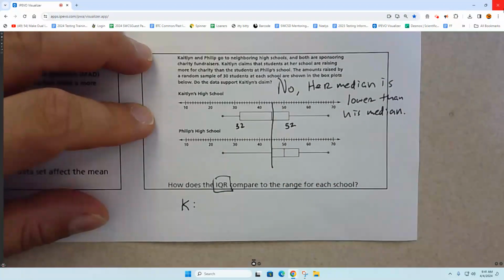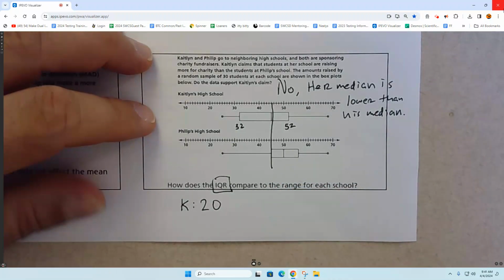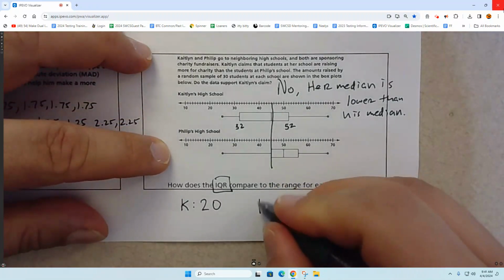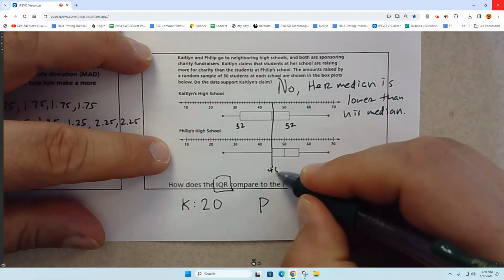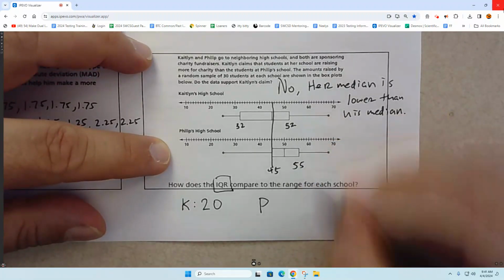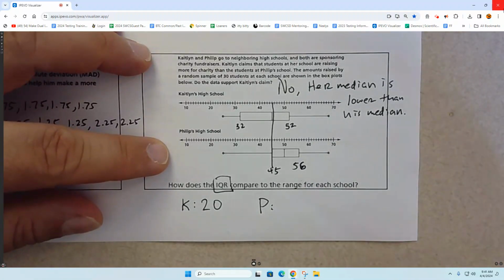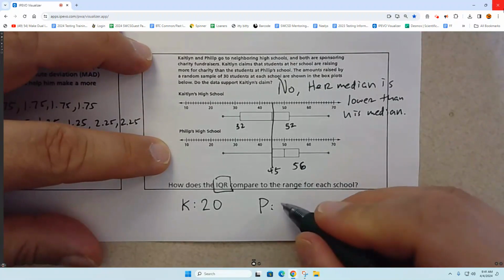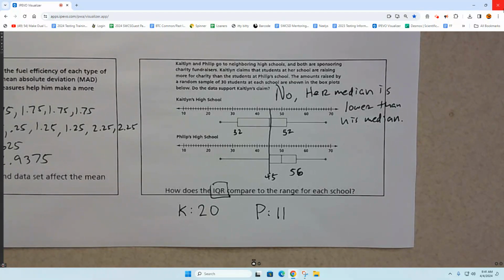So Caitlin's is what? It's 20. Yeah. How big is the box? And then Phillips is, what is that, 45? Up to, does that look like 55 to you? 56, okay. How big is Phillips' IQR? 11. So what does that tell you? That she has gotten like a wider range of votes, and then he has gotten like a shorter range.